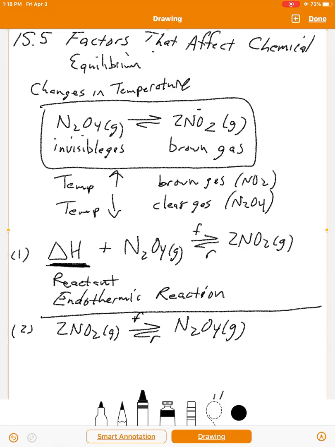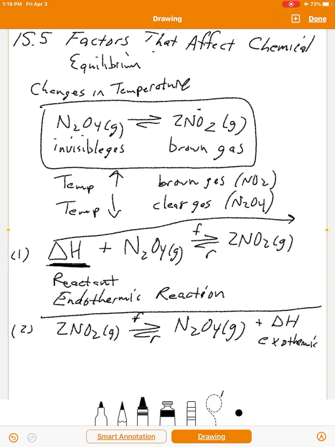So what would we say about this? Well, if this reaction here, reaction 1, is endothermic, then this one would have to be the opposite. And we would write delta H on the product side, and we would say that this is exothermic. In other words, if we add heat to equation 2, if we increase the temperature, it's going to drive the reaction to form more NO2, which is exactly consistent with increasing heat in reaction 1. It's just a matter of which way we want to write the equation. So let me show you the other example that's in your textbook here.